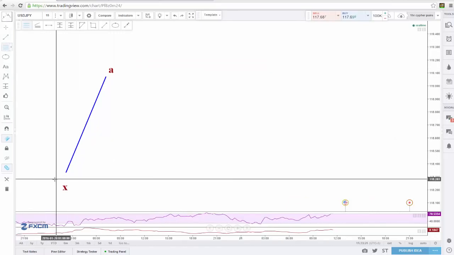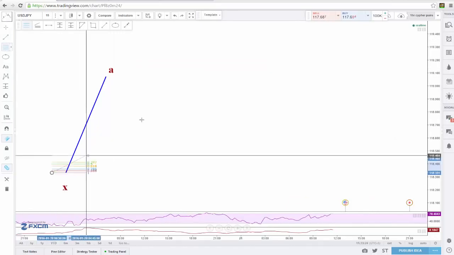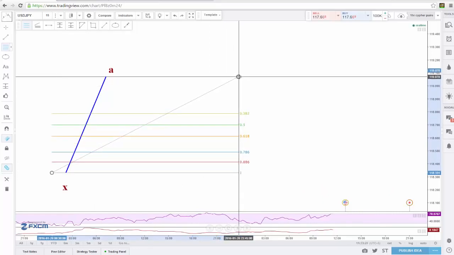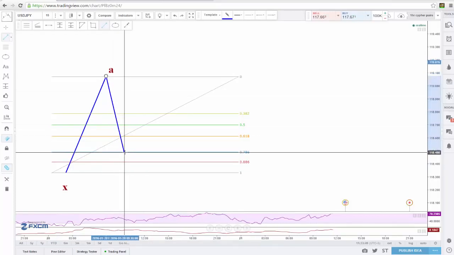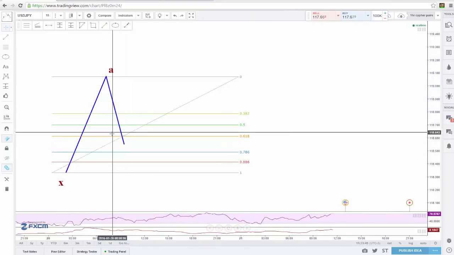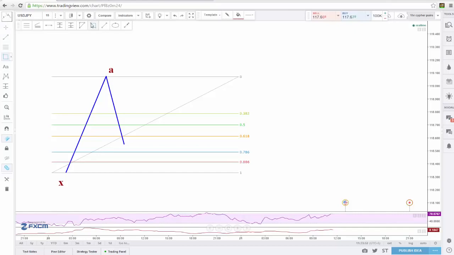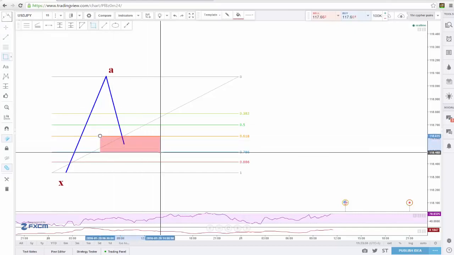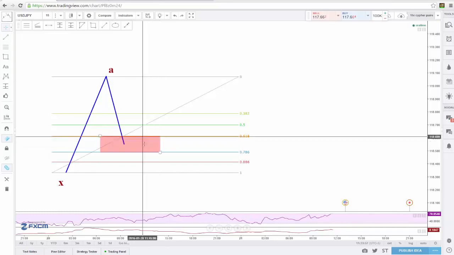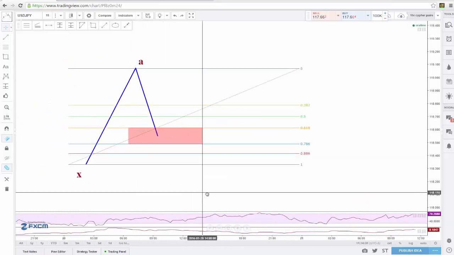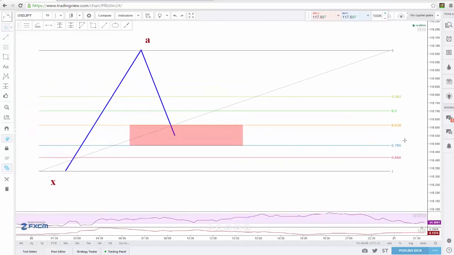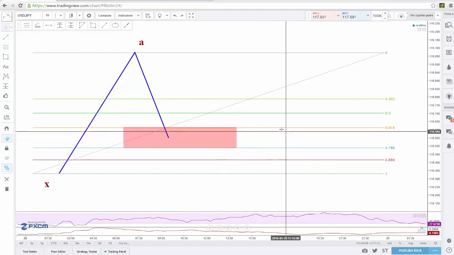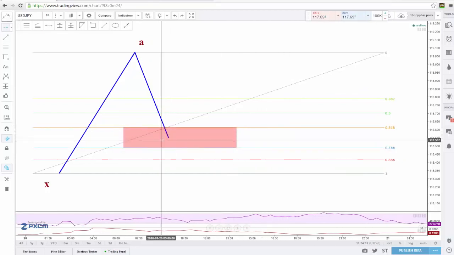This first pullback from X to A, we take a Fibonacci retracement from down here at X up to our A point. And this first pullback has to come down and touch the 618 retracement, but cannot touch the 786 retracement. So we have an area here between the 618 and 786 that the market can terminate in. And let me zoom in a little more, maybe make this easier to see for you guys. There we go, that's got to be better. Alright, so as I said, we have an area between 618 and 786 that the market can terminate.